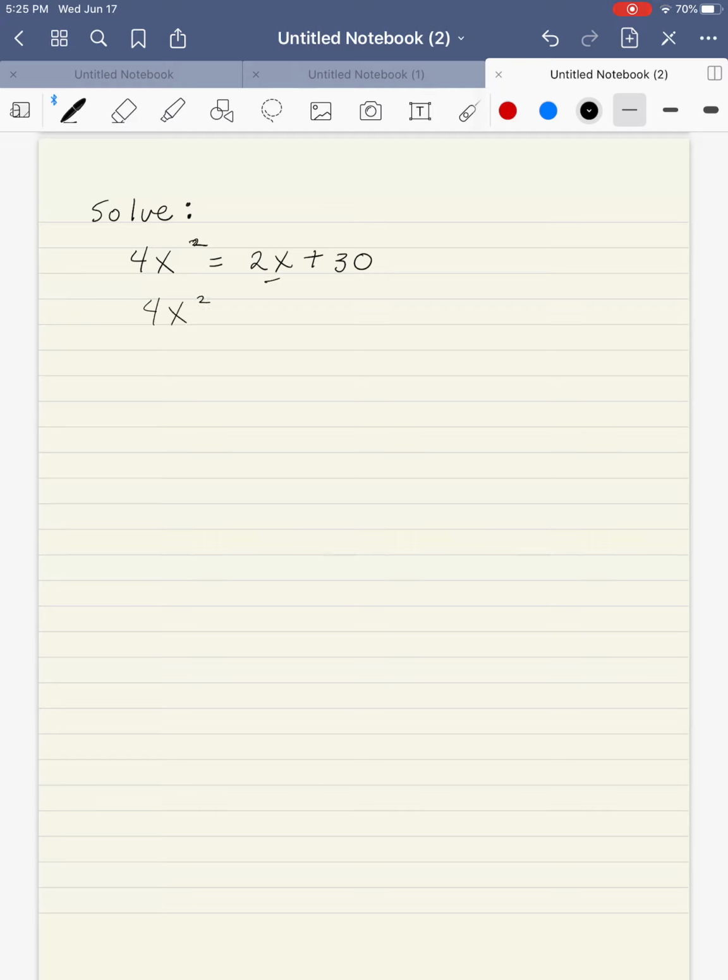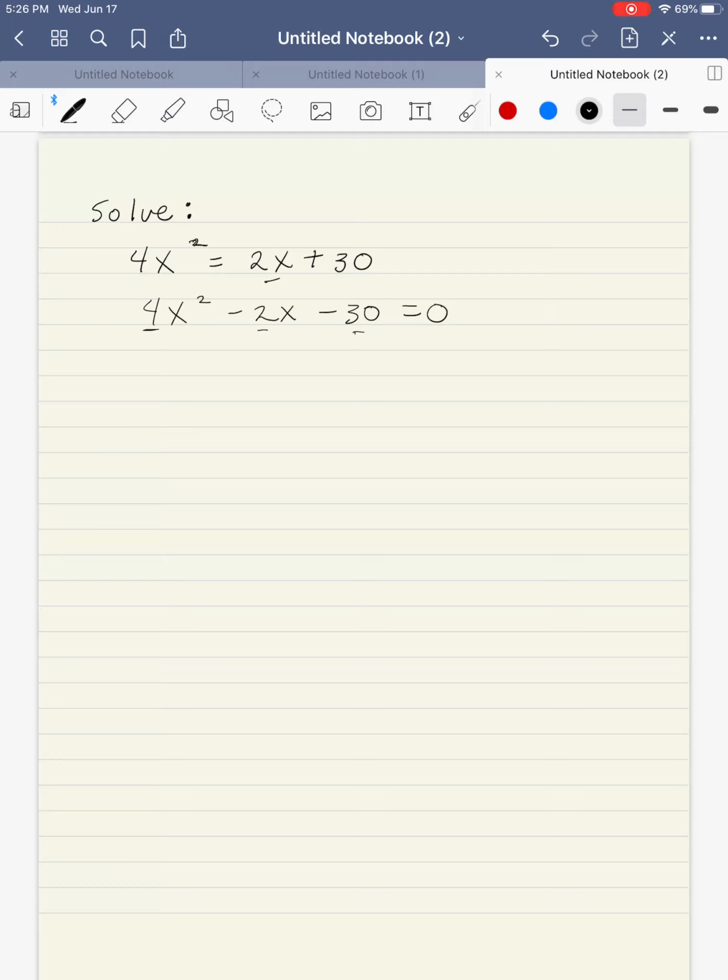And I see I have 4x squared. The 2x and the 30 come over, so I have a negative 2x, a negative 30 equals 0. And now I'm going to try to factor this. I cannot just factor thinking, what numbers multiply to give me negative 30 and add to give me negative 2, because of the 4. So I want to look through each of my numbers and think, are they divisible by the same number? And in this case, I see that they are.